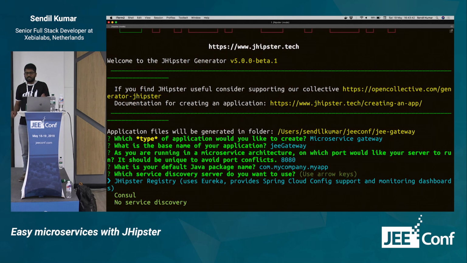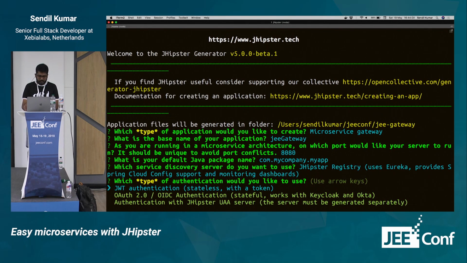And then here, it's a question that it asks you whether you want a service discovery server. So we have two kinds of server. One is JHipster Registry, which is completely based on Eureka. And the other one is Consul. For this demo purpose, I'll use the default one, which is JHipster Registry. And you can even choose no service discovery, and then add your own service discovery into it. And then it asks what kind of authentication you want to use. We have JWT. How many of you have used OAuth 2 authentication?